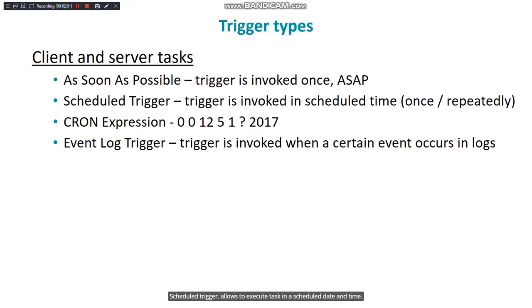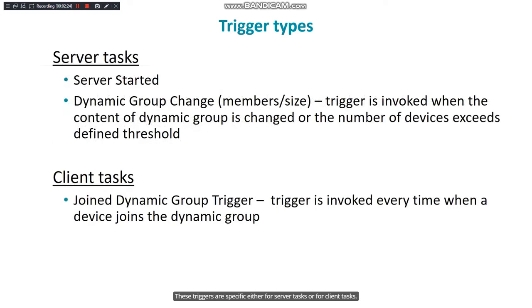The Scheduled trigger allows you to execute a task at a scheduled date and time, once or repeatedly. Similarly, you can schedule task execution via cron format. The Event log trigger is invoked when a certain event occurs in logs, for example, if there is a detection in the scan log. These triggers are specific either for server tasks or for client tasks.